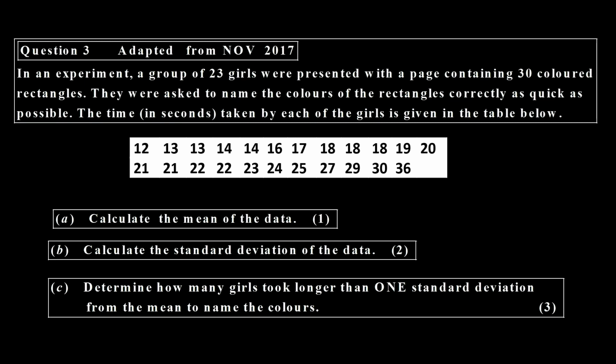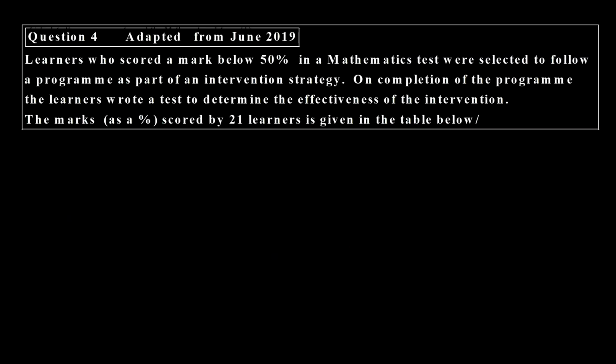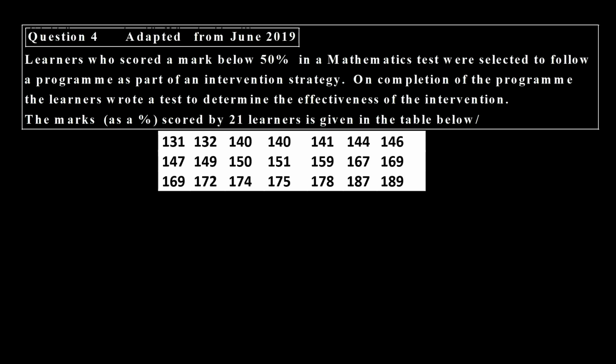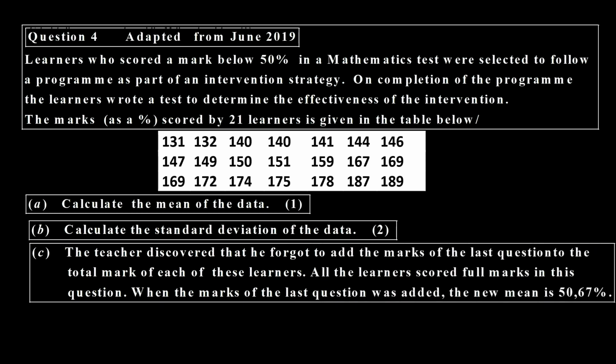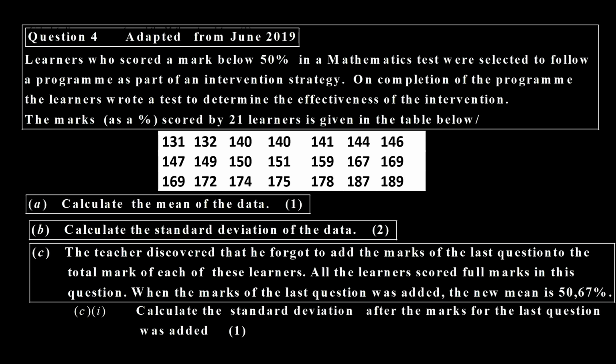Okay, this is always the type of question that you will encounter. Here's one more question. It's adapted from the June 2019 paper. Here we have data of 21 learners, and again there calculate the mean, calculate the standard deviation, and here's the interpretation of the mean with 2 questions there.